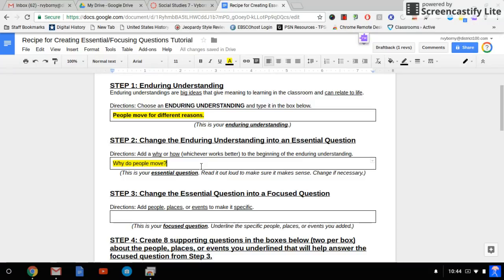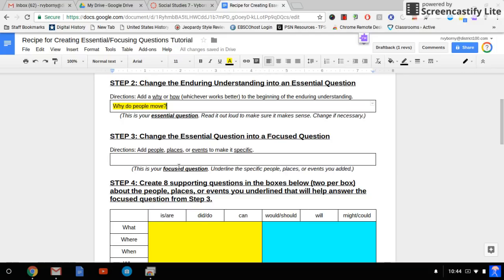Now keep in mind, enduring understandings and essential questions are very general. Those could be used in any unit of study in history. So what we want to do is make that more specific to what we are doing in class. Right now we've been looking at the Trail of Tears, Andrew Jackson, and the Indian Removal Act. So let's make this question, why do people move, more specific by adding people, places, or events that we are looking at in class.